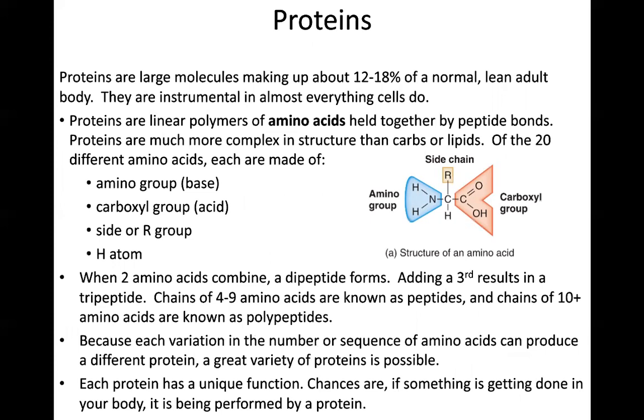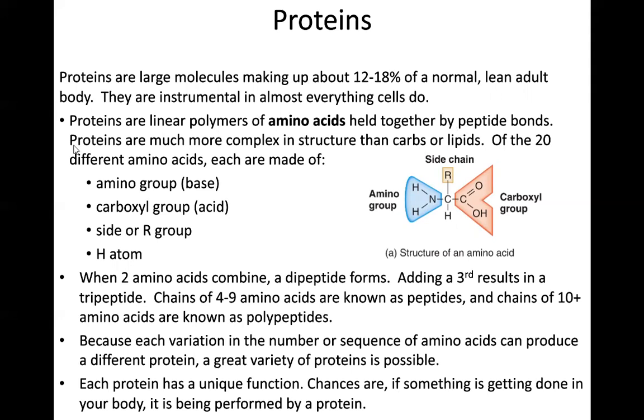Large, very complex molecules make up about 12 to 18% of a normal, and the key phrase here is lean adult body, that is, instrumental in almost everything cells do. That's a key phrase I like a lot. If something's happening in the body, there's a good chance a protein's doing it. The building blocks to form proteins are called amino acids. There's an illustration there of an amino acid. You take one amino acid and you bond it to another by what's called a peptide bond.